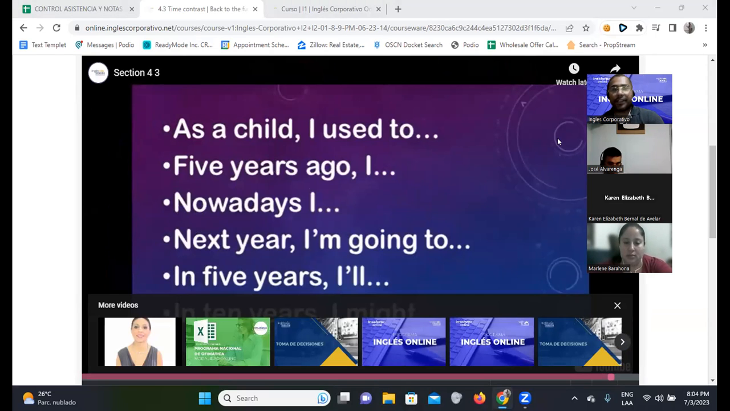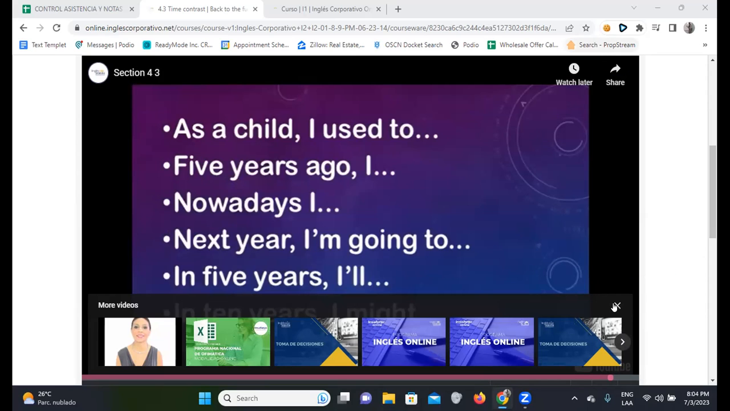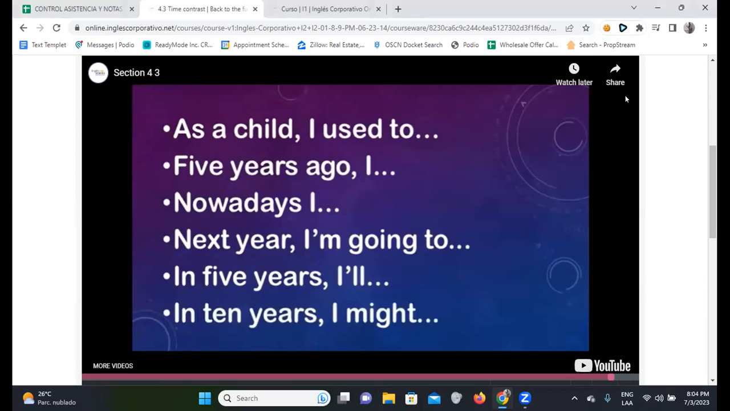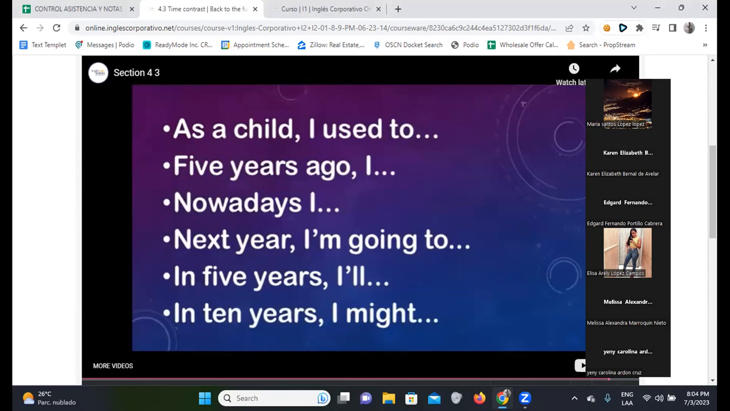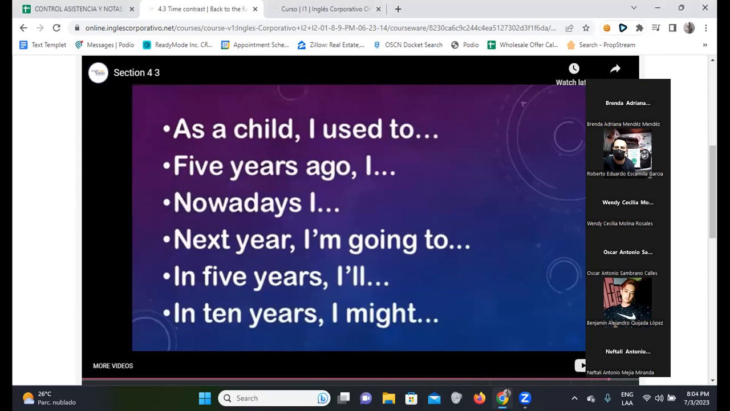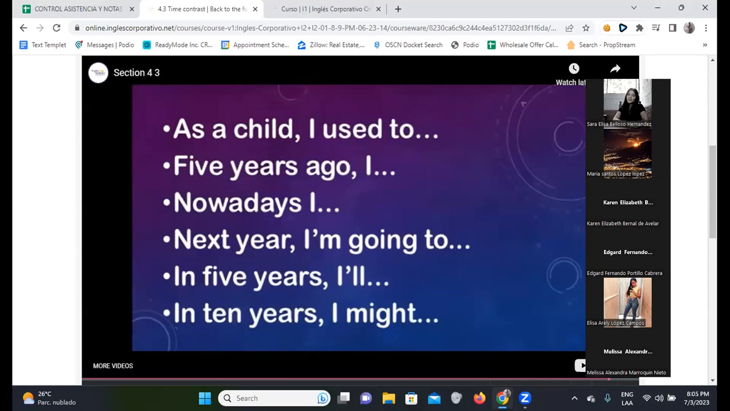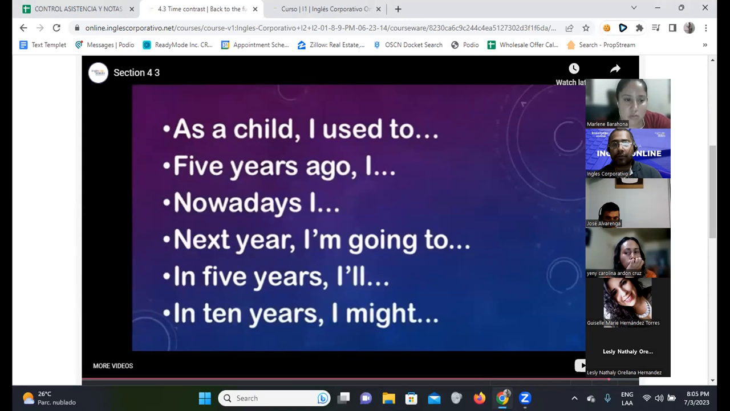All right, I would like for us to look at these right here. As a child, I used to. 5 years ago, I. Nowadays, I. Next year, I'm going to. In 5 years, I'll. Who can give me one sentence using one of these phrases? One example using one of these phrases. Somebody? One example?